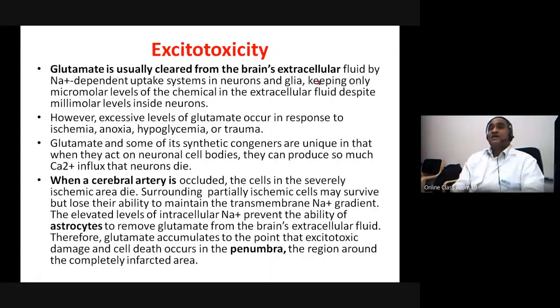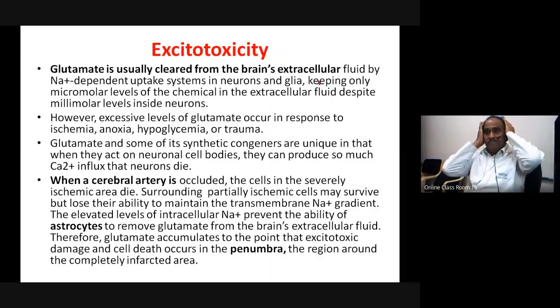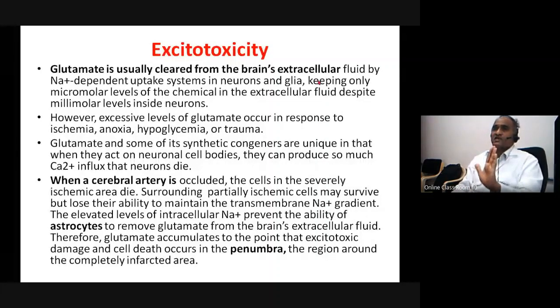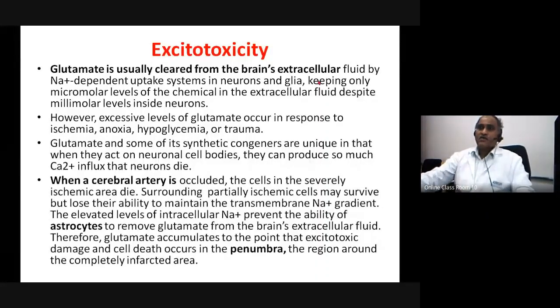So now a brief about the excitotoxicity. Somewhere back, I was mentioning about the excitotoxicity. Here I am just reading these lines. Most of the excitatory transmitters. Here I have taken an example of glutamate. Usually the glutamate is cleared from the synaptic part by the reuptake mechanism. And this reuptake mechanism is a sodium dependent reuptake mechanism.